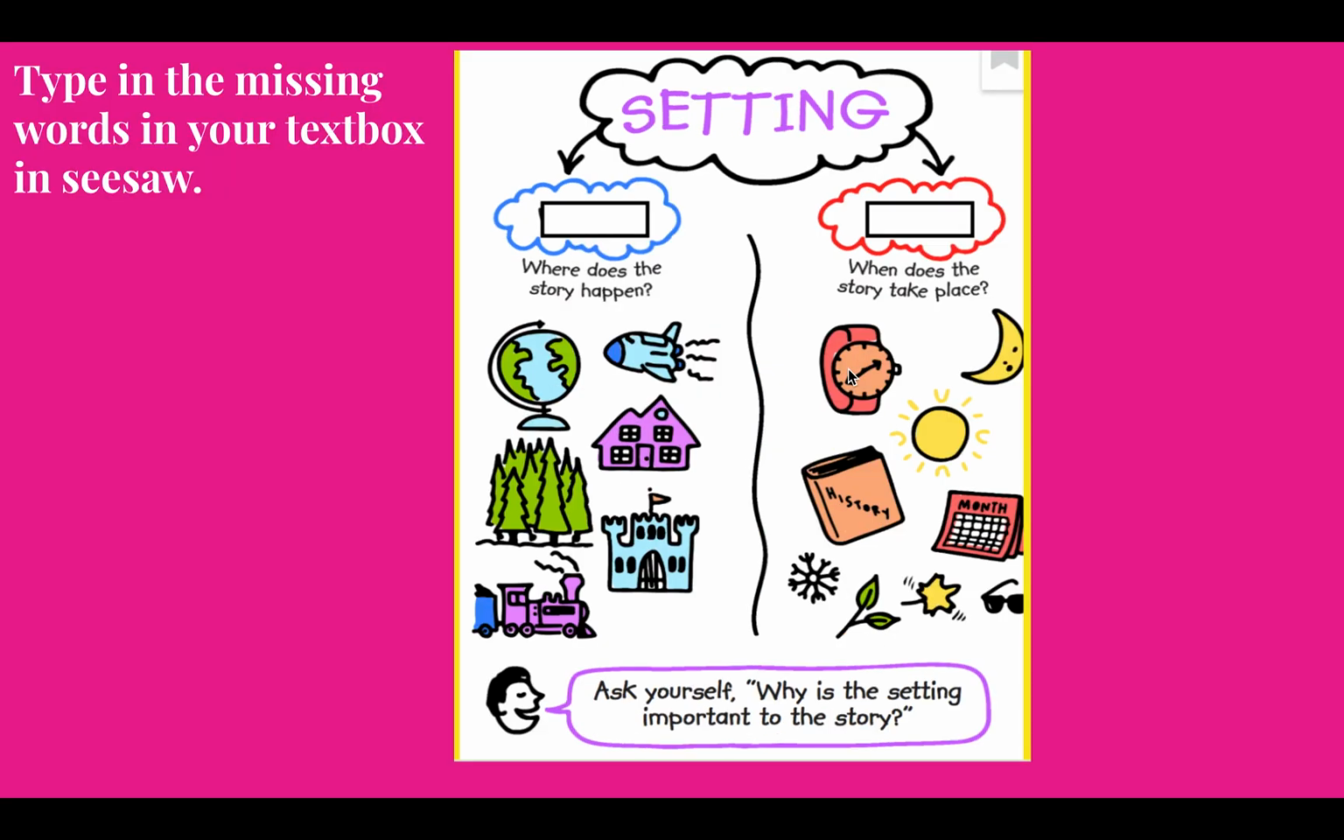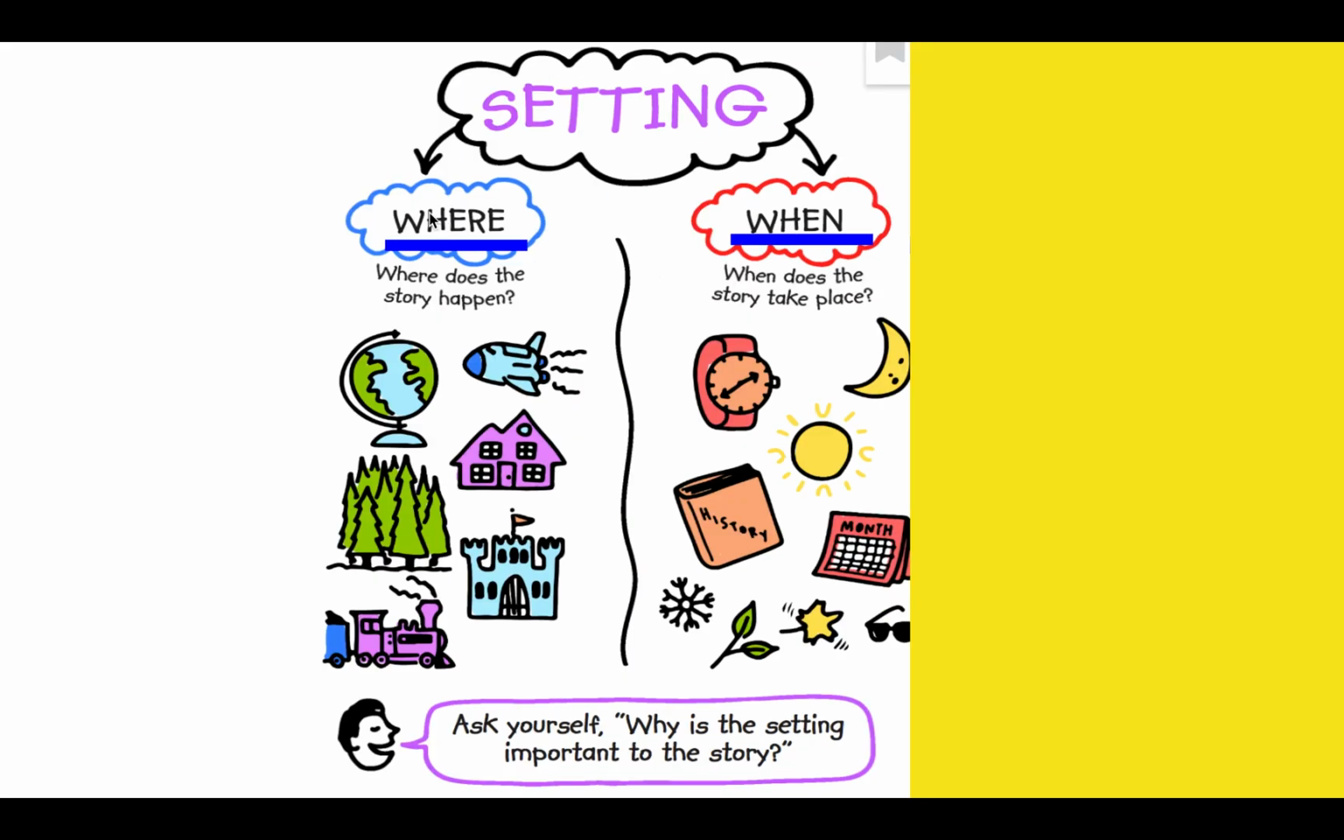So at this time, I want you to type in the missing words in your text box in Seesaw. You have 2 words. The words that you have to write in are where for the first text box and when. Make sure that you write it in the correct spot. So this text box, type in where, and on the second one, type in when. When and where. And that's our setting, the location, where it takes place. So pause and then we're moving on to the next page.